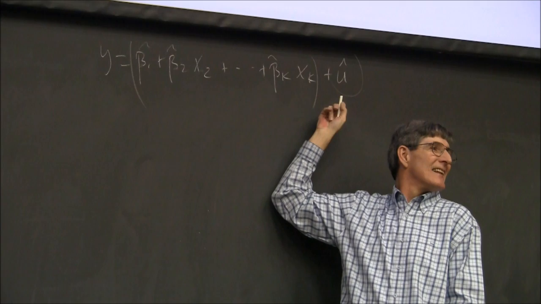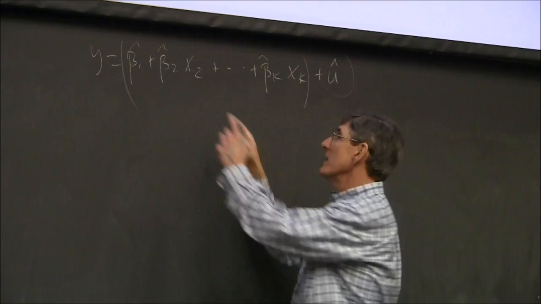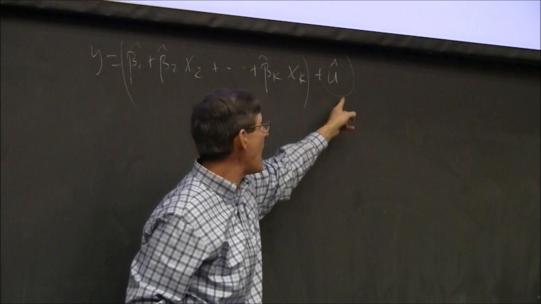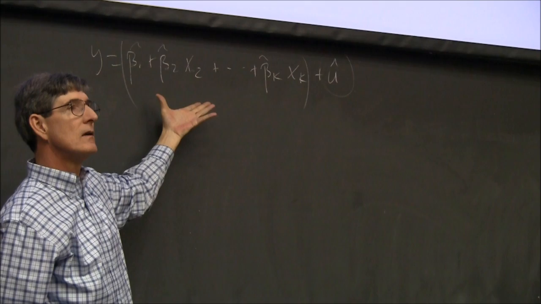Because resid in the program is u hat. So if I just want that whole sum, I don't have to calculate that. I can get it easily out of the computer. Y minus u hat gives me the predicted values, the estimated values here. Gives me the forecasts for each x. So we'll make use of that later as well.